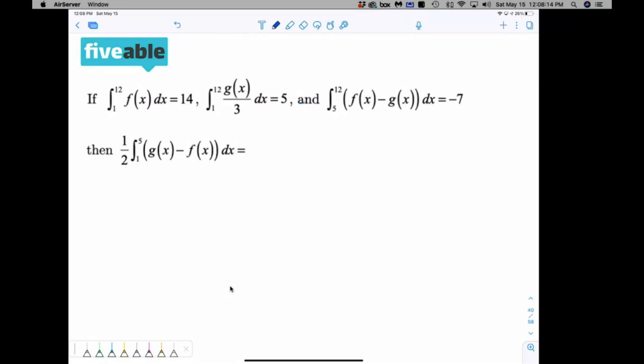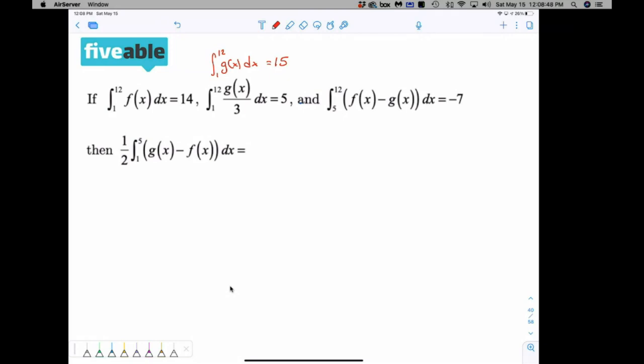The first thing I'm going to do is work with this integral of g of x, and isolate the g of x. What this is saying is I'm integrating from 1 to 12, and I've got 1/3 g of x, and it's equal to 5. So I want to multiply both sides by 3. If I multiply both sides by 3, I'll lose the 1/3 on this side, and I'll multiply the 5 by 3 on the other side, and we'll get 15. So now we know how g of x and f of x act between 1 and 12.